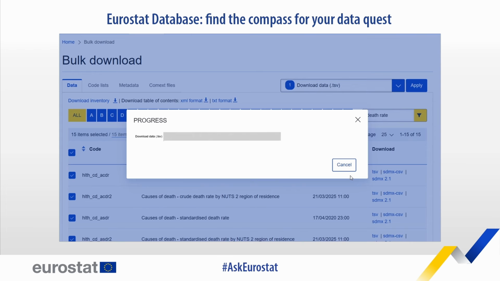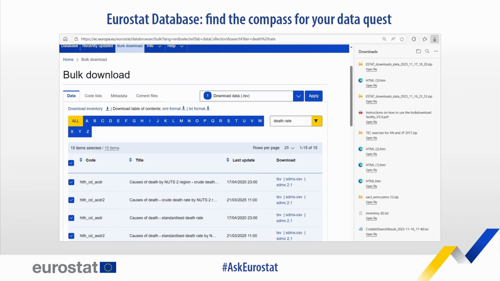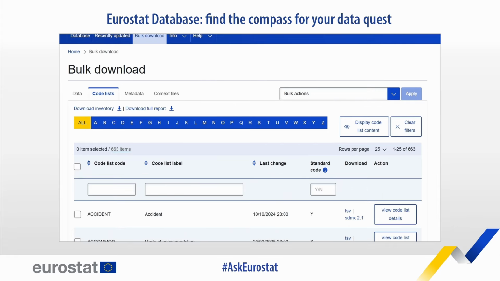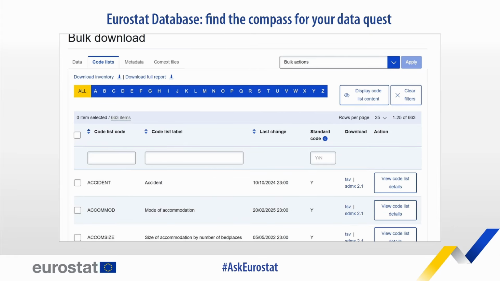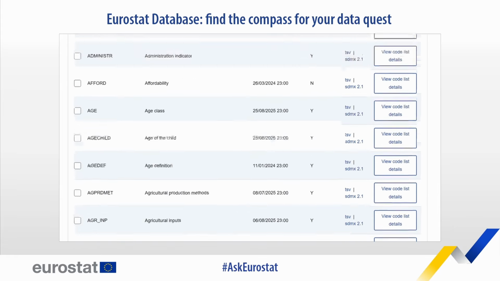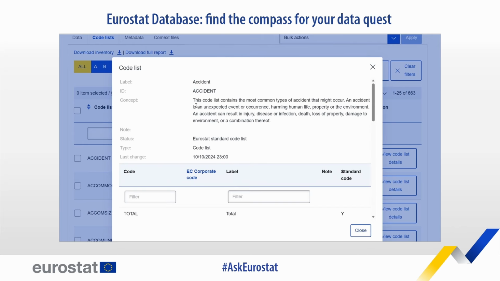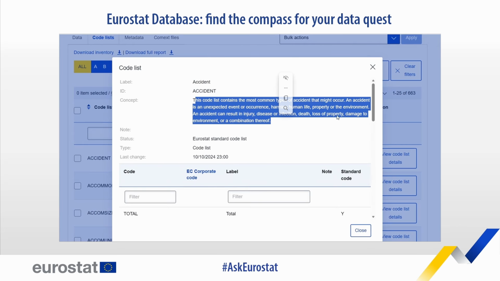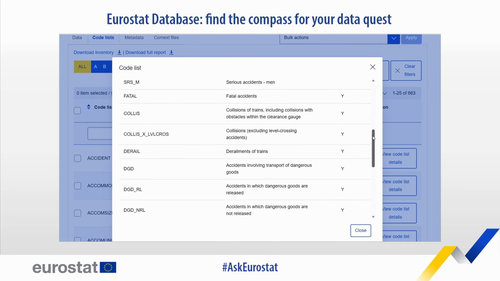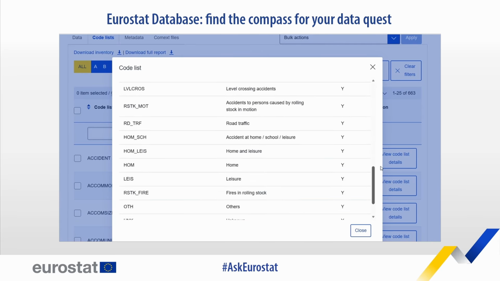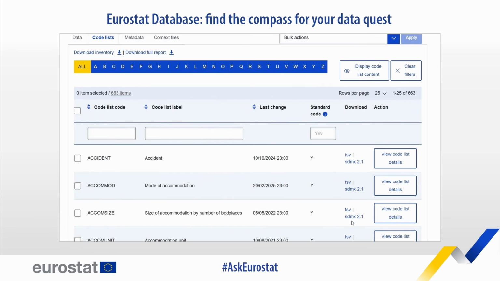It is also important to know that the second tab provides access to the code lists, which are the unique concepts and codes used across dataset dimensions in different statistical domains. For instance, if we want to know the meaning of accident, we simply click on View Code List Details and we will see the definition of the concept as well as the list of items it includes. If needed, we can download the list in either TSV or SDMX format.